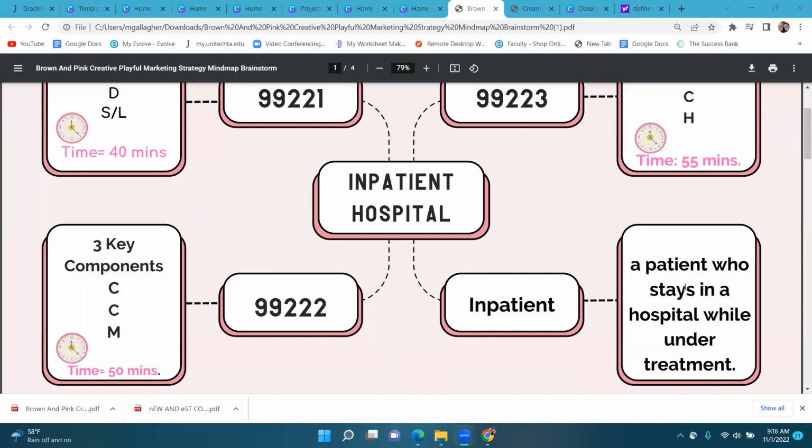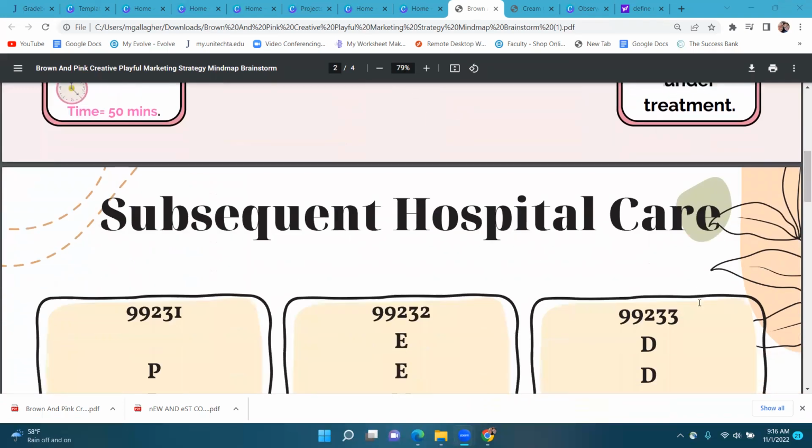A patient who stays in the hospital while under treatment. Now that could be observation too. So I left a key word out on purpose because I wanted to talk to you about it. An inpatient is going to be a patient that has been admitted, an admitted patient. All right, let's move down.